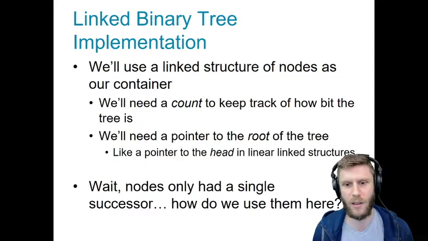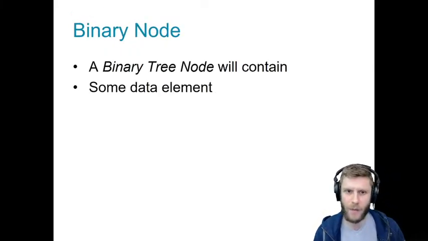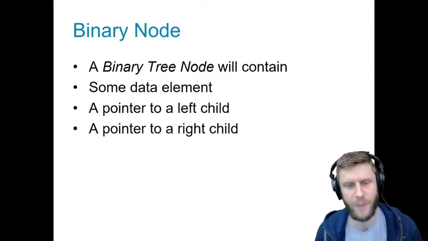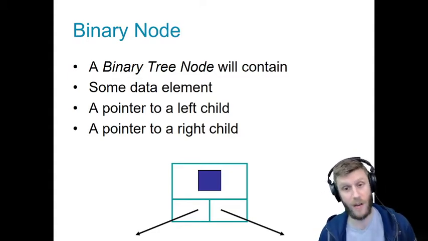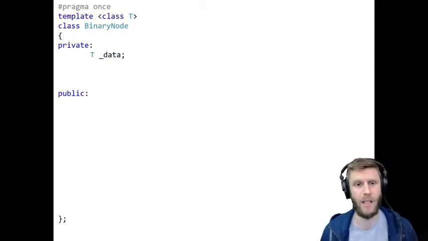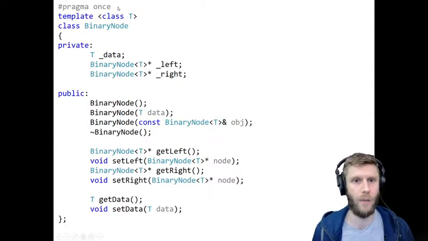Nodes before only had a single successor, so we're going to use them here, but modify them a bit. All we need is something to hold the data, a pointer to the left child, so the left subtree, and a pointer to the right subtree. That's it. Then the data can be whatever type, so we're going to want to have it be generic. This is what we're going to want in our binary node class.